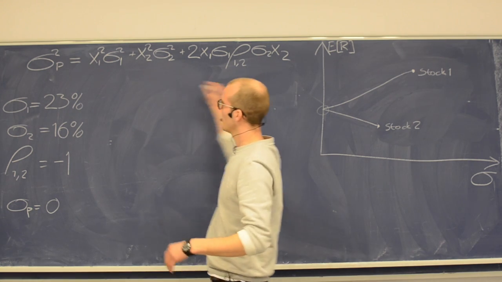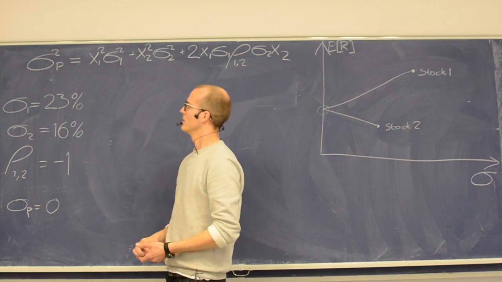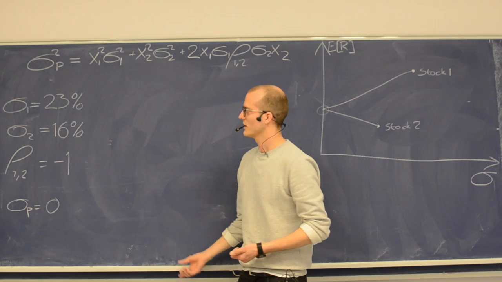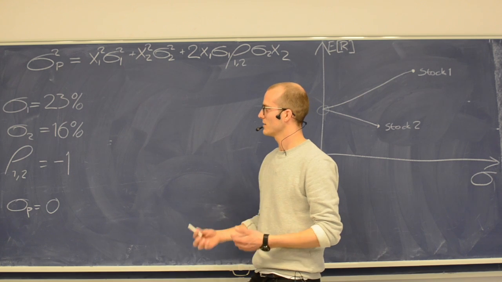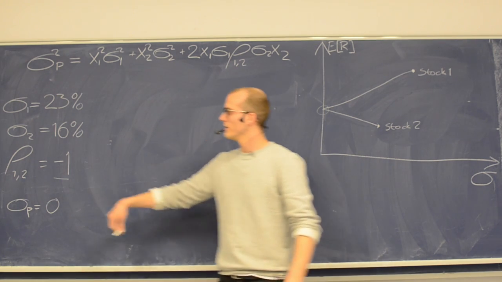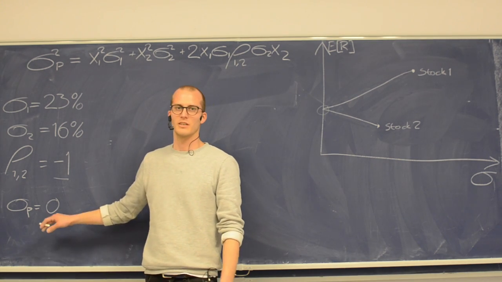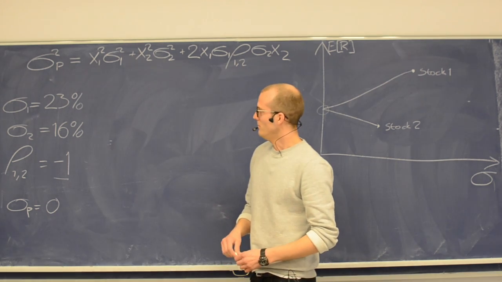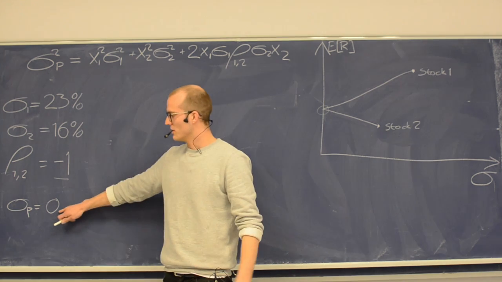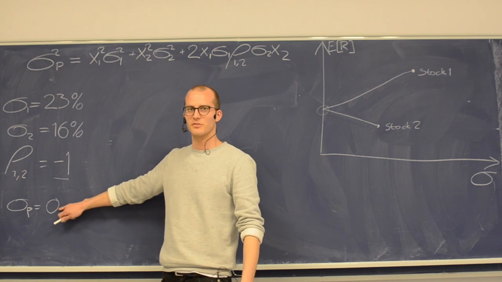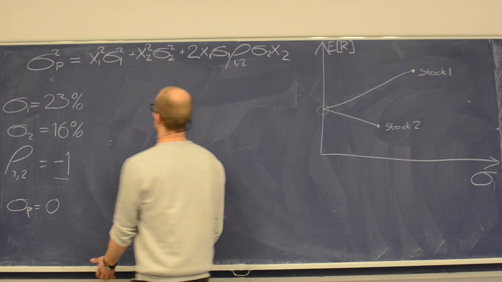For that we need the formula for the portfolio variance, and we also write down the numbers that we know. The standard deviation of stock 1 is 23%, the standard deviation of stock 2 is 16%, the correlation is -1, and we know that the standard deviation should be equal to 0. But we can already conclude that if the standard deviation, that is the square root of the variance, should be 0, then the variance also needs to be 0. So we can start by writing that up.